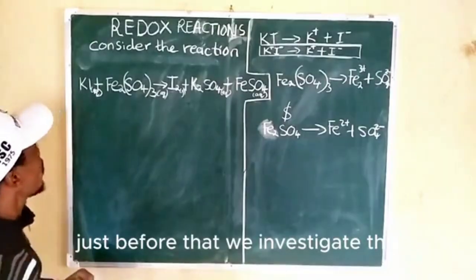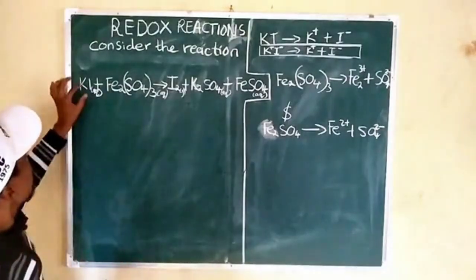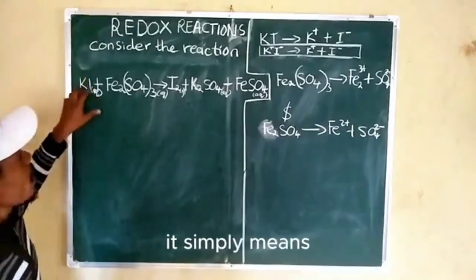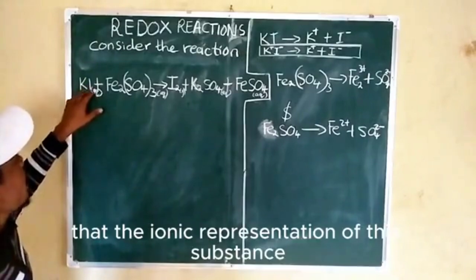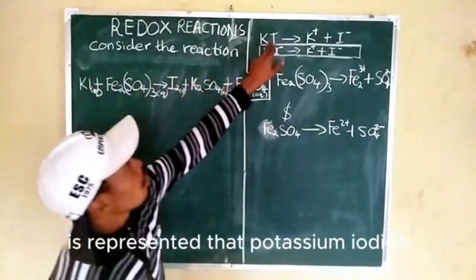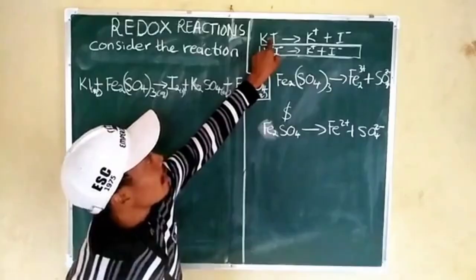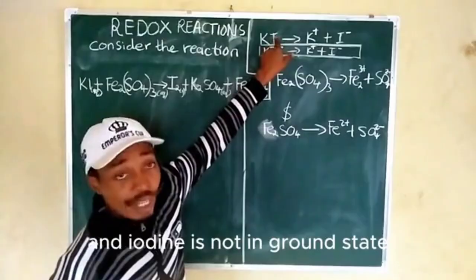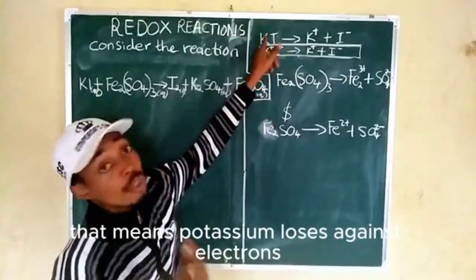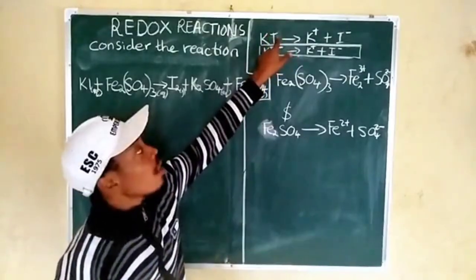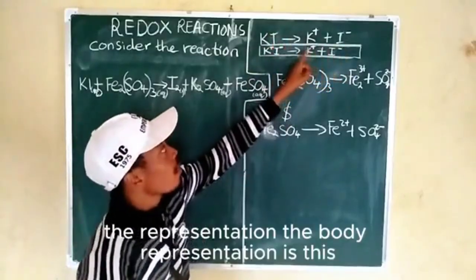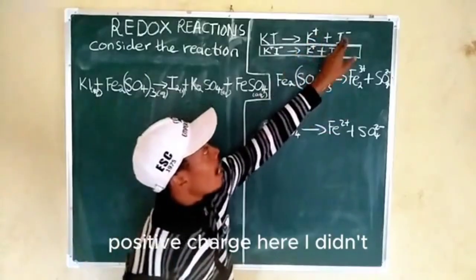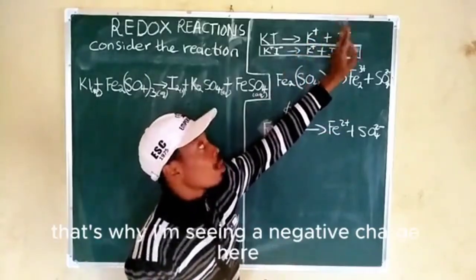Just before that, we investigate this. Your potassium iodide is dissolved in water. It simply means that the ionic representation of this substance is as follows. Because potassium is not in ground state and iodine is not in ground state, potassium loses or gains electrons, and iodine loses or gains electrons. Potassium will not gain electrons, it's going to lose electrons. That's why you're seeing a positive charge here. Iodine is not going to lose electrons, it's going to gain electrons. That's why I'm seeing a negative charge here.